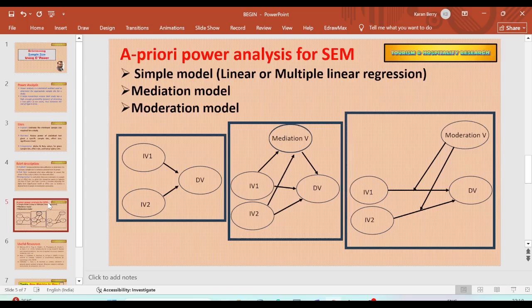So in this case, we determine the number of arrows pointing towards a construct. The maximum number of arrows pointing towards a construct, we count those number of arrows, they become our predictors.